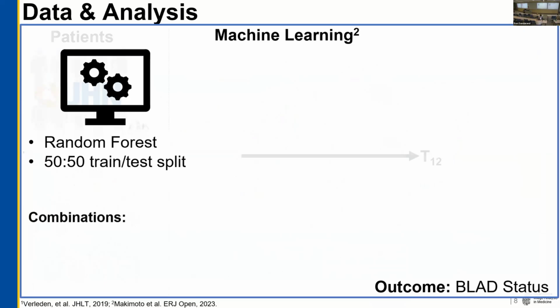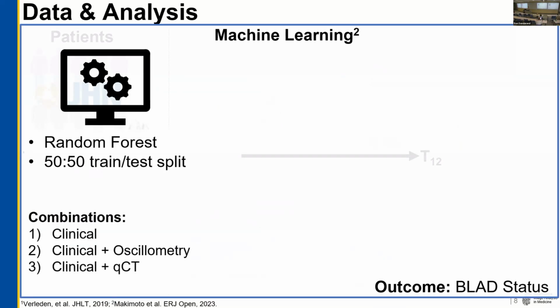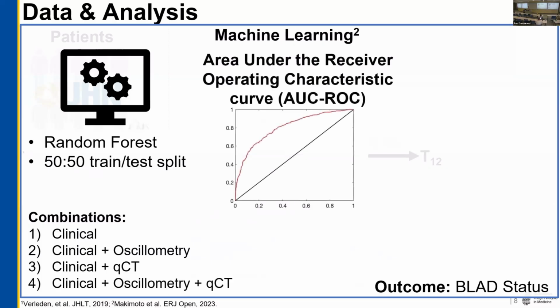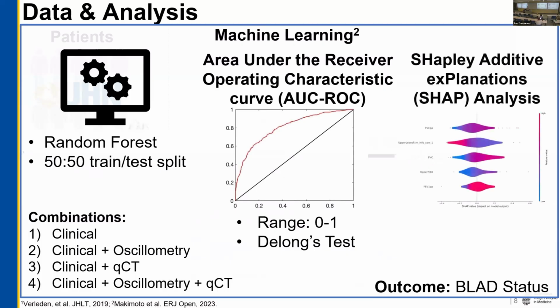We also evaluated all possible combinations of feature sets, including just clinical data alone, including oscillometry, including QCT, and the combination of all three. We evaluated model performance using the AUC curve, fairly standard machine learning performance, and investigated differences using DeLong's test for statistically significant improvements in performance. And finally, we investigated the most important features using a SHAP analysis from the most optimally performing model.